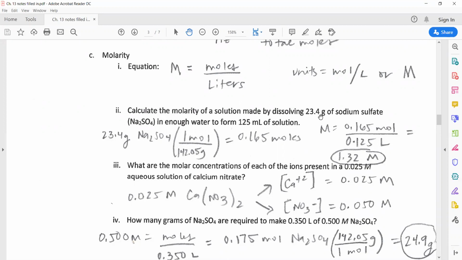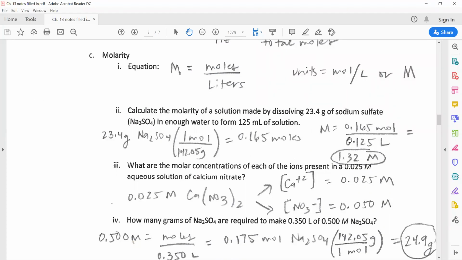So we're going to take the 23.4 grams of the solute and change it to moles using our periodic table and finding the molar mass here. So we know that there's 0.165 moles of solute that's been dissolved. And the solution has a total volume of 125 milliliters.